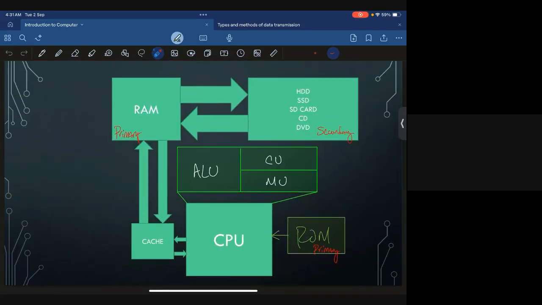So this is a bit about this diagram. This is how the computer works overall. I hope this is clear as well.